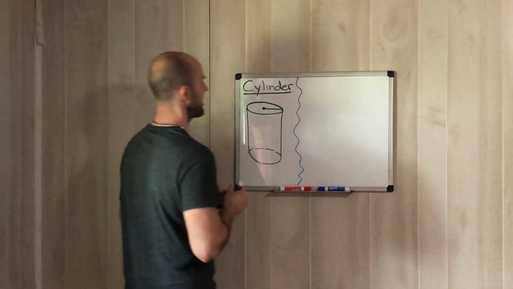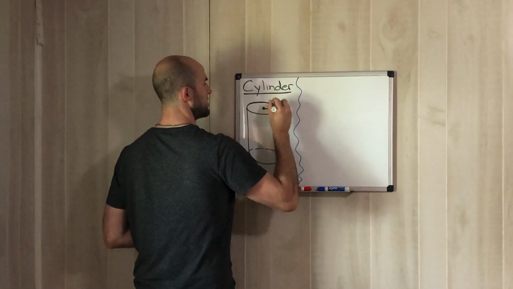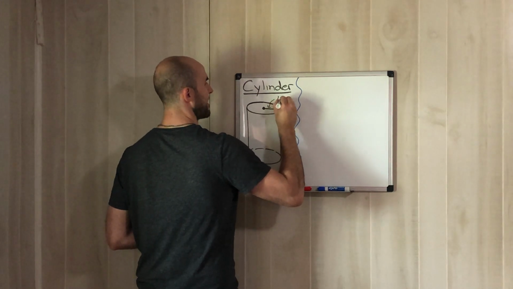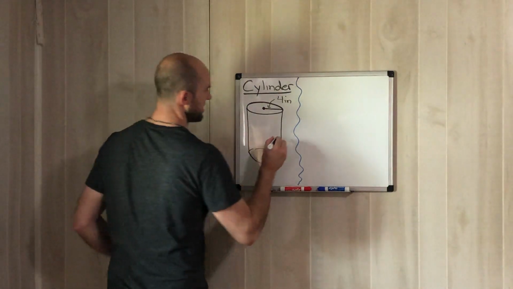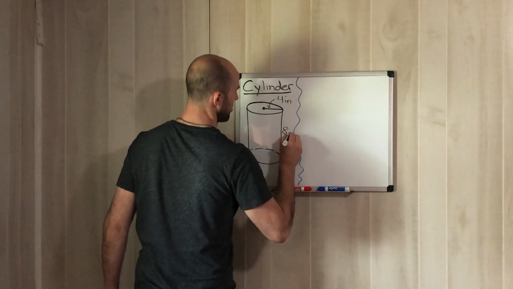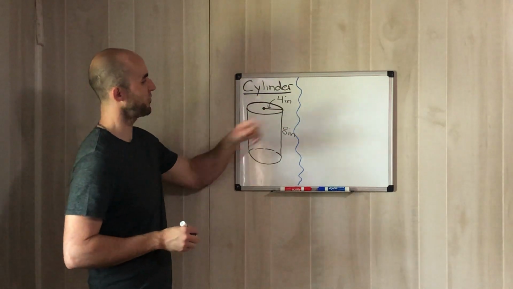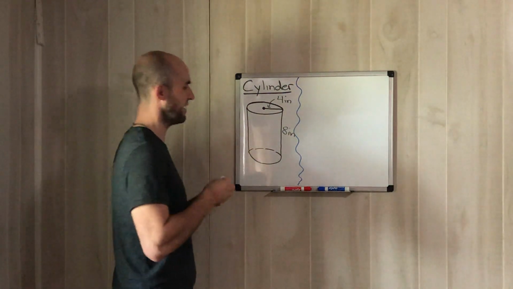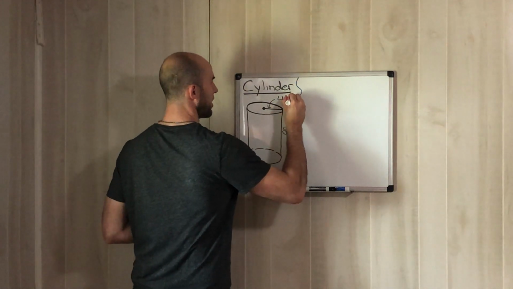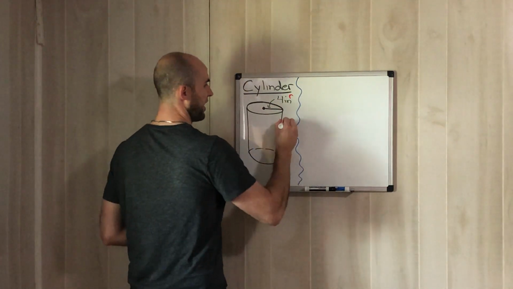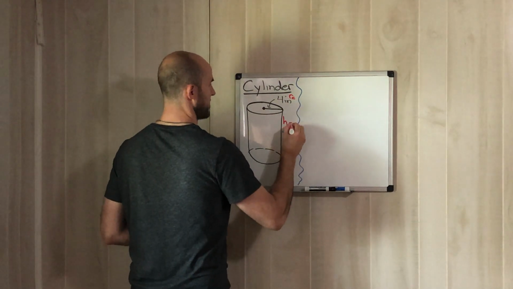So let's say that the radius here is, I don't know, let's say 4 inches, right? And let's say that the height of this is, let's do 8 inches, right? So we know that the radius is 4, we know that the height is 8. And let's just label that out, right? We know that the radius is 4, and we know that the height is 8, right? So that's our radius, that's our height.